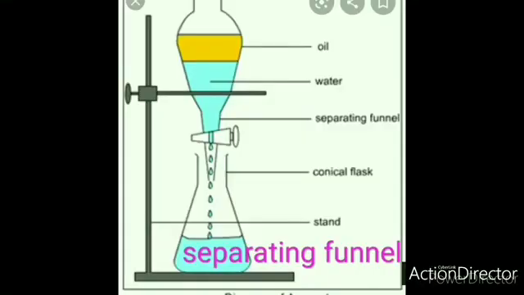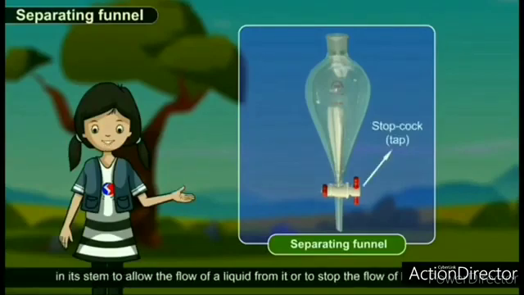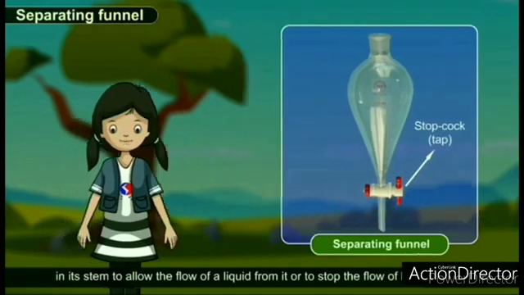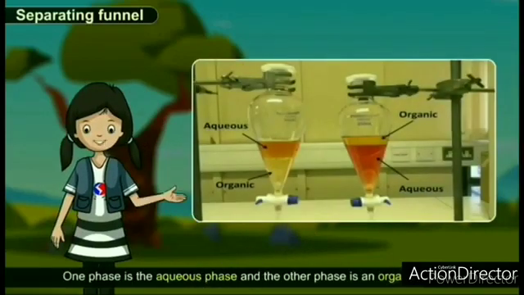Next technique is the separating funnel technique. A separating funnel is a special type of funnel which has a stop clock. You can see here it is used to allow the liquid to pass, or we can stop the liquid from passing. Here we can take an example of two immiscible liquids.